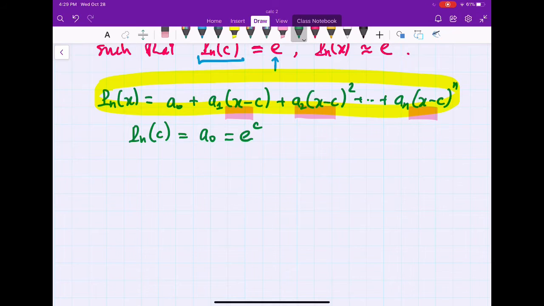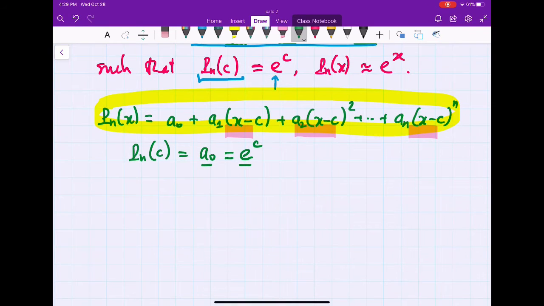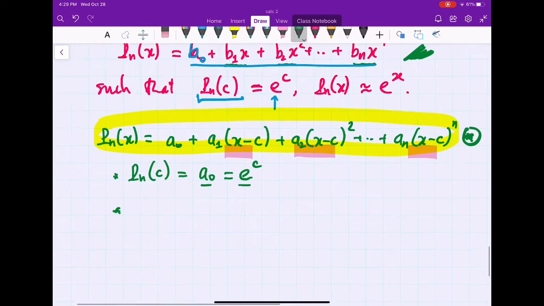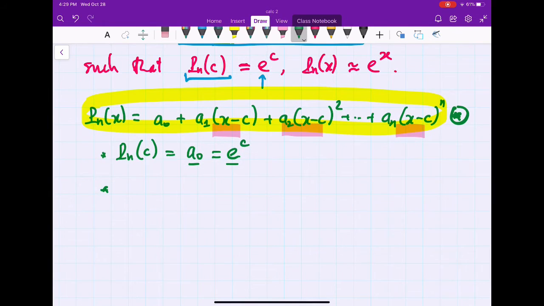First, we have a0 equal to e to the c, by just substituting x equal to c into the polynomial, right? Next one, we might differentiate. So we just copy the argument we did for this example, right? So we differentiate, and now we differentiate n times, okay?